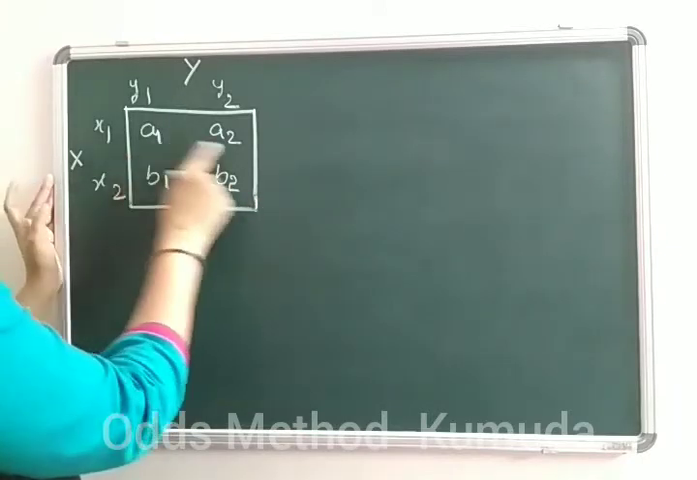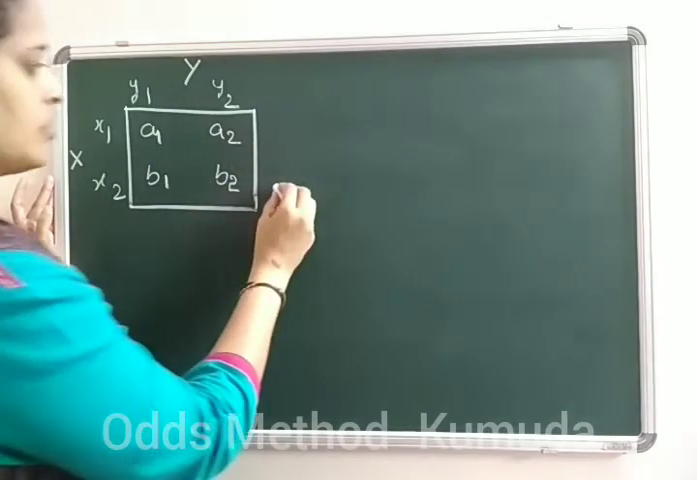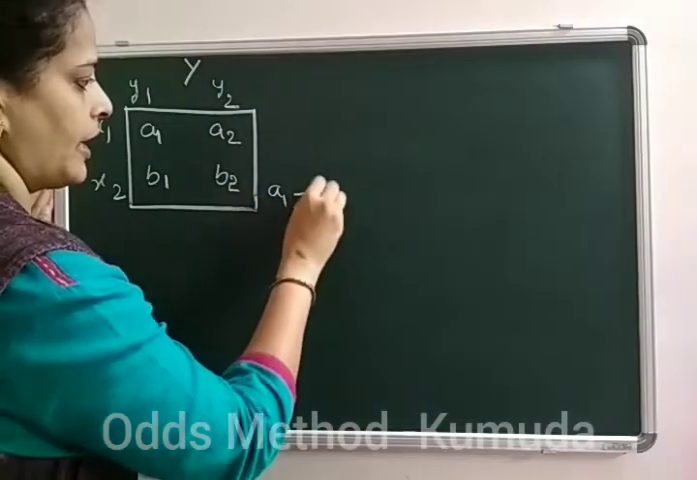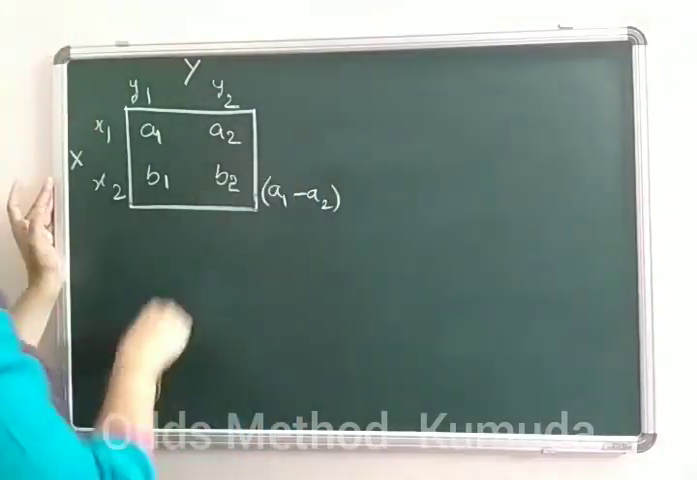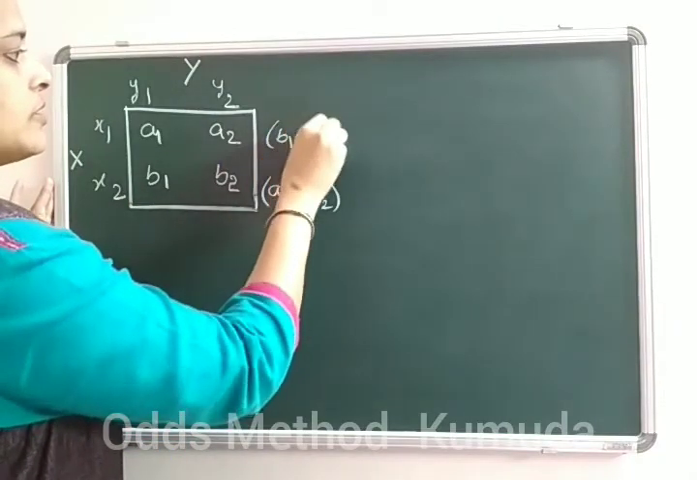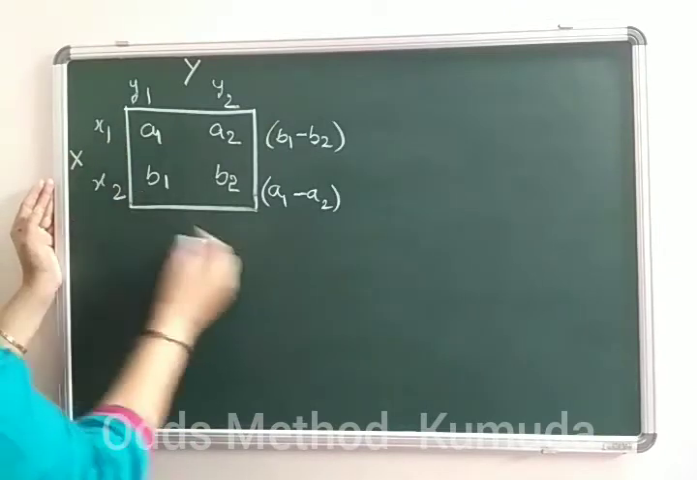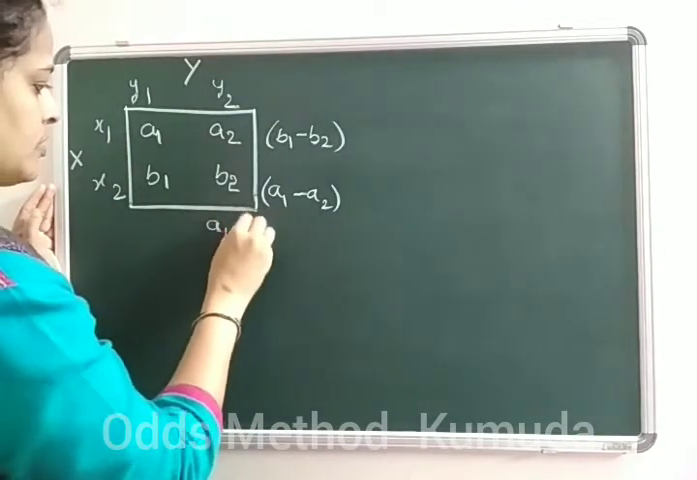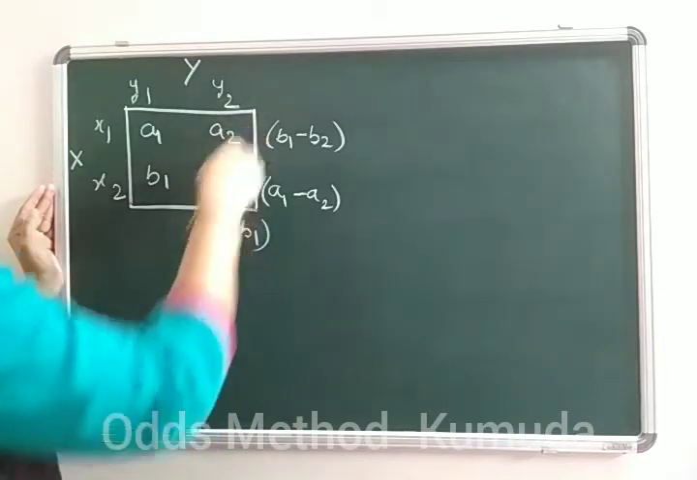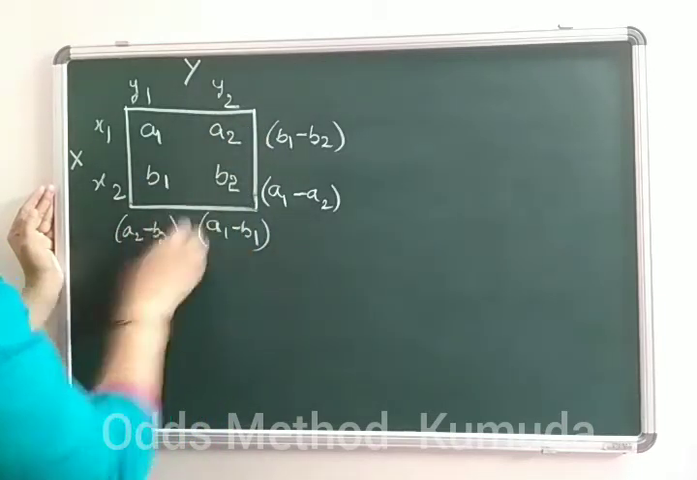That means find the difference of the first row, A1 and A2, and place it in front of the second row. So the first difference that we get is A1 minus A2. Next, B1 minus B2, place it in front of the first row. Similarly, the first column, A1 minus B1, will be placed below the second column. A2 minus B2 will be placed below the first column.